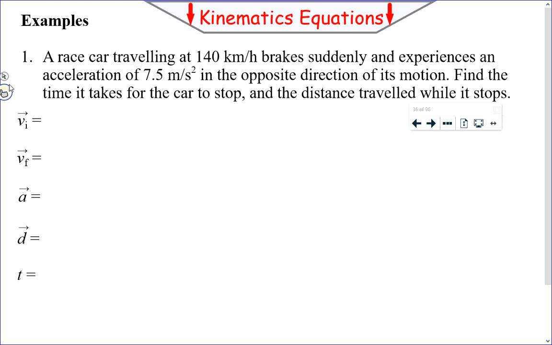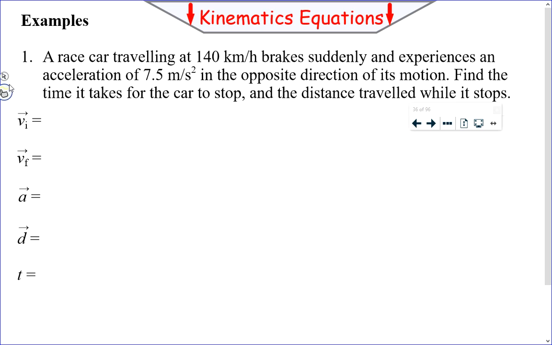A race car is traveling at 140 kilometers per hour and it brakes suddenly, experiencing an acceleration in the opposite direction of its motion. I didn't have to tell you the acceleration is opposite. I could have just said it experiences an acceleration of magnitude 7.5 meters per second squared. And you should know it's opposite because we've all been in vehicles where the brakes are applied. Find the time it takes the car to stop and the distance traveled while it stops.